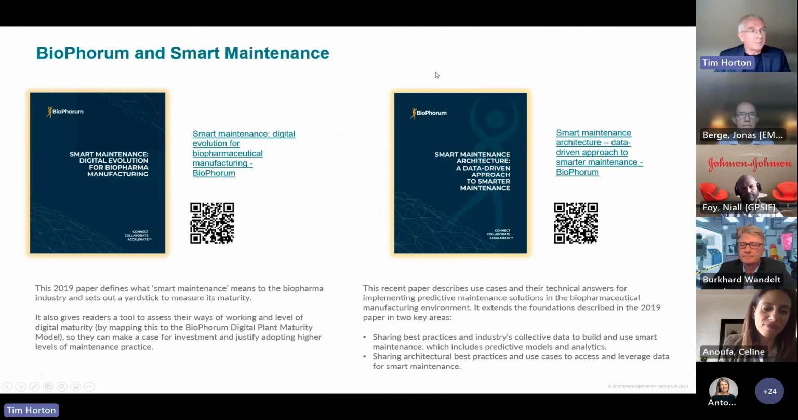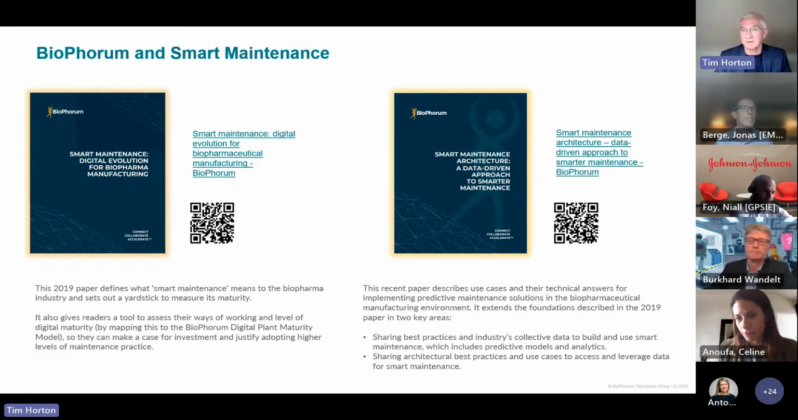So BioPhorum, for those of you who don't know it, is a membership organization. It helps biopharmaceutical companies think about problems of common interest in a non-competitive environment. And smart maintenance has been a topic of interest for us for a few years now. In earlier work, we've managed to produce a smart maintenance overlay for the digital plant maturity model, which you may have come across. On this slide there's a link to that information on the left-hand side, and you can QR code access it as well if you prefer.